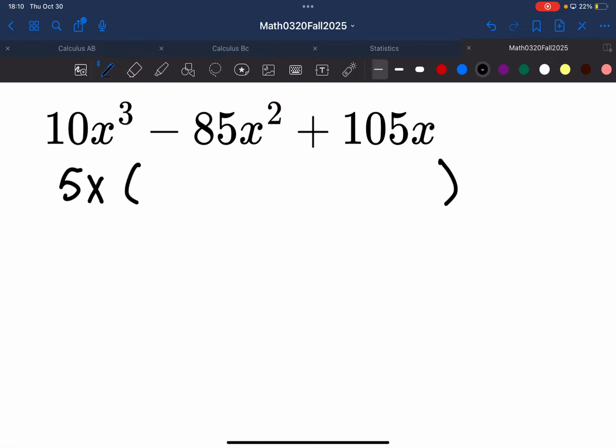So what would be left over from 10x cubed? 5x squared. Is it 2 or is it 5? 2x. 2, remember, because we're dividing. So 10 divided by 5, so 2x squared. Okay, and then what would be the next one?